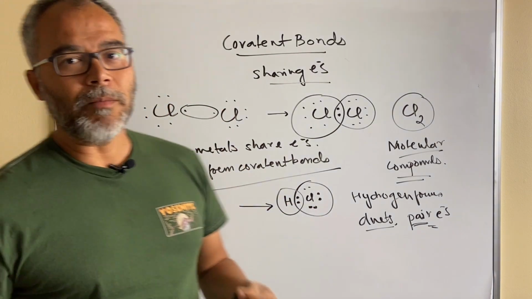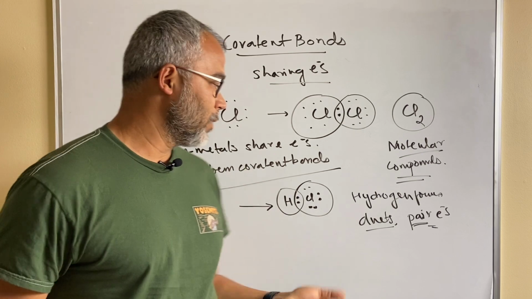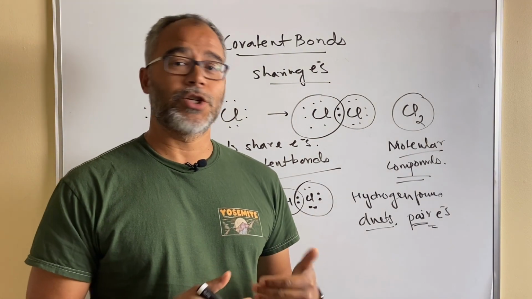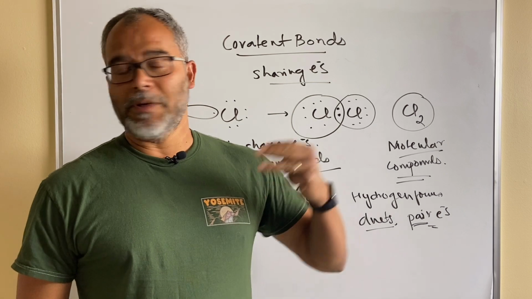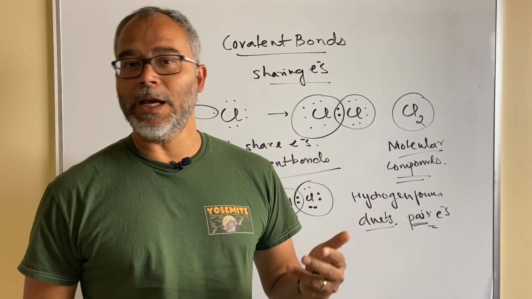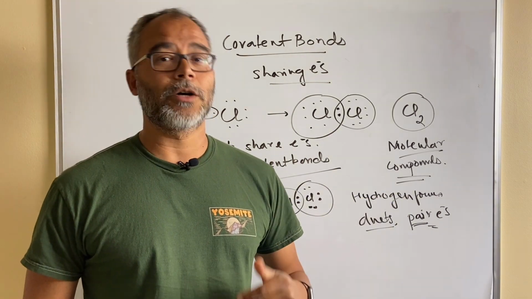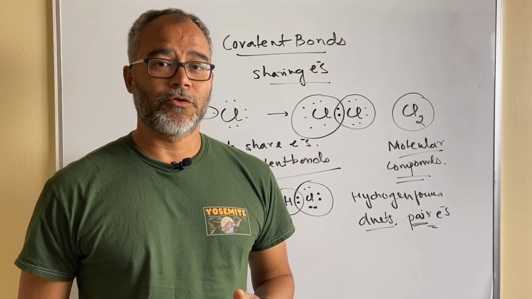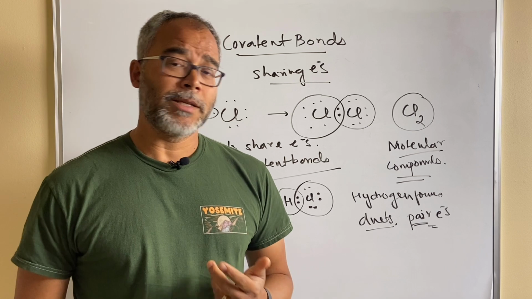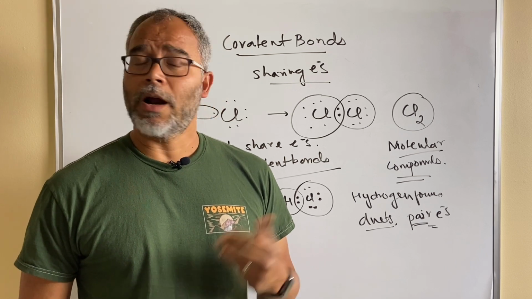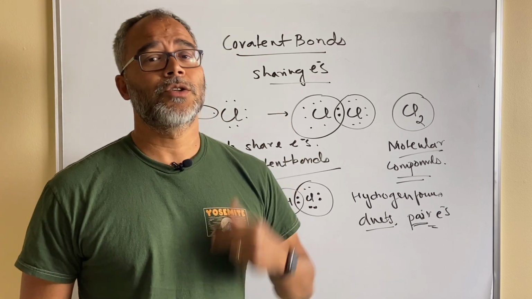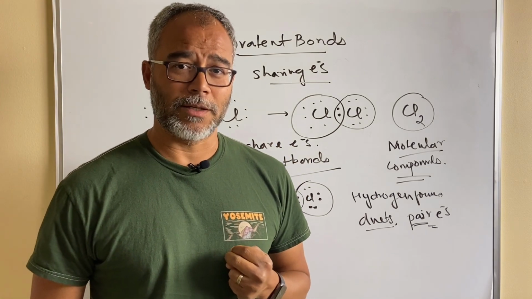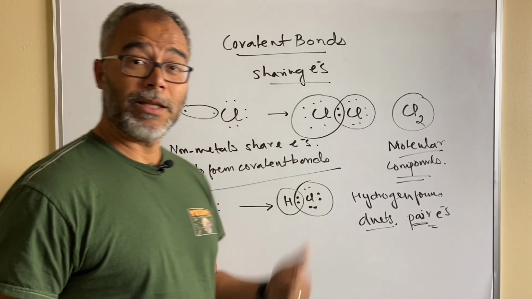So the story behind octet rules and duets is basically every element wants to attain the electronic configuration of a noble gas. However they get there, usually it's following the octet rule, because noble gases have a complete set of 8 electrons in the outermost shell. But in some cases, like helium, there aren't 8 electrons, there's 2, and so you get there by only needing 2 electrons in the outermost shell, which happens in the case of hydrogen.